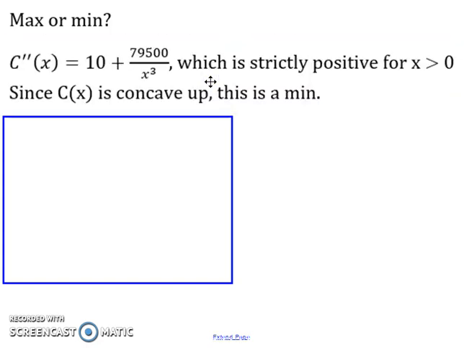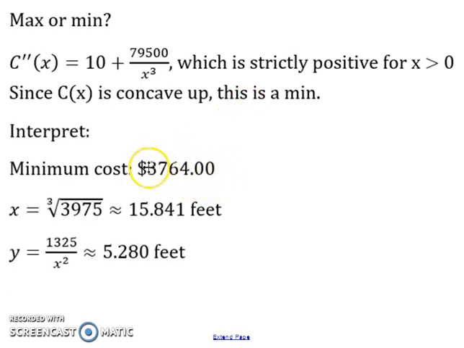I found the second derivative. The second derivative tells me whether it's concave up or concave down. And if you look at this, if x is a positive number, this is going to be positive divided by positive, which is positive. So I'm going to have 10 plus a positive number, which has to be positive. So that is to say that for positive values of x, we have to have a positive concavity. To say it's concave up means we have a minimum. So as far as interpreting all this, we just found the minimum cost.